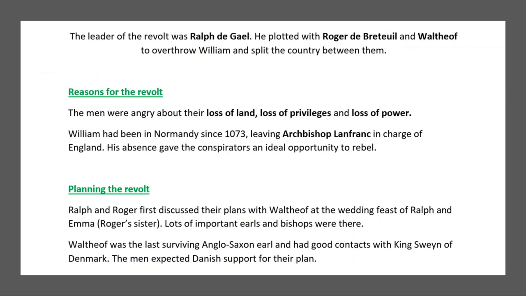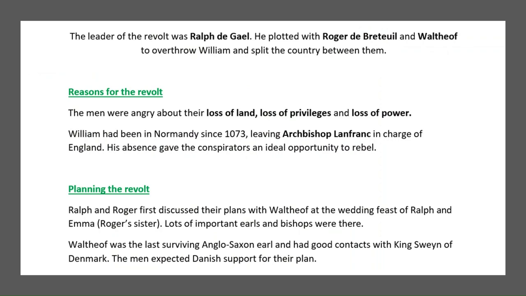Reasons for the revolt, like we said, loss of land, loss of privileges, loss of power. William had been in Normandy since 1073, leaving Lanfranc in charge. His absence gave the conspirators an ideal opportunity to rebel. So they thought they could rebel and Lanfranc wouldn't be able to deal with it. Thing is, Lanfranc's very, very good at organising things and he gets things done, so he's no pushover.